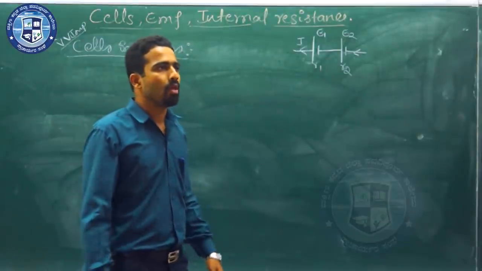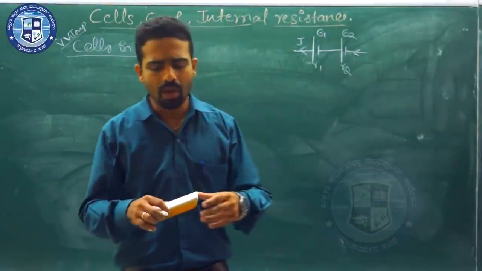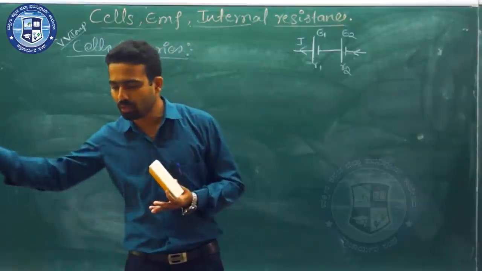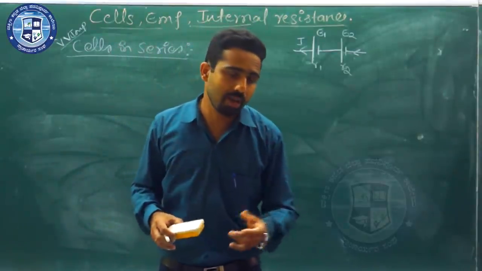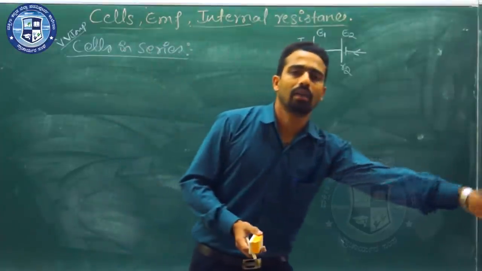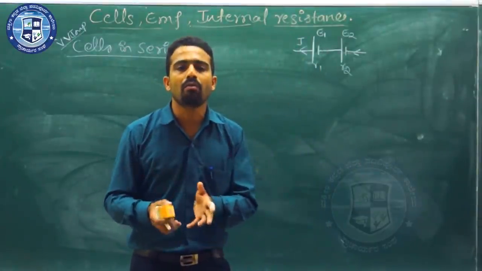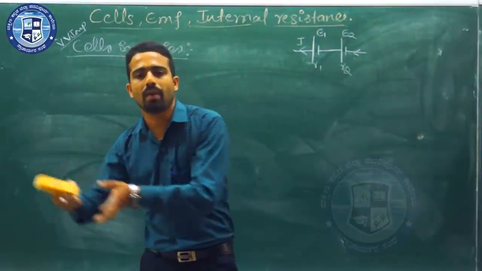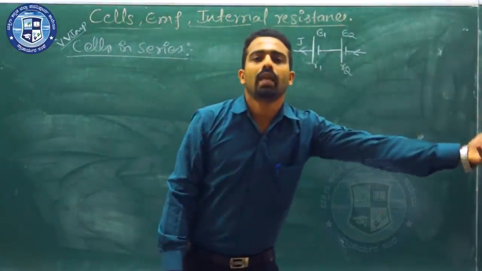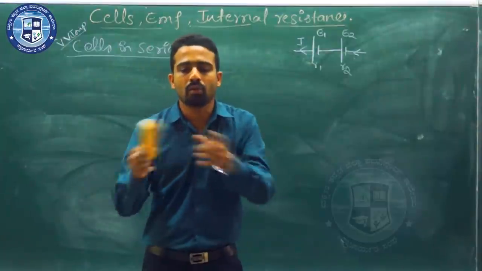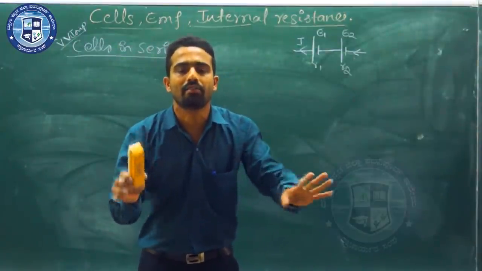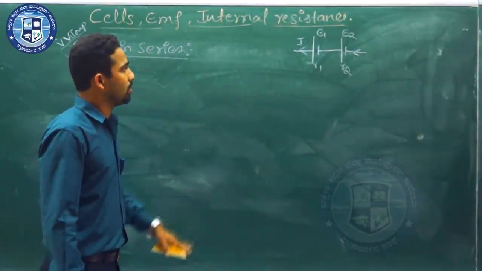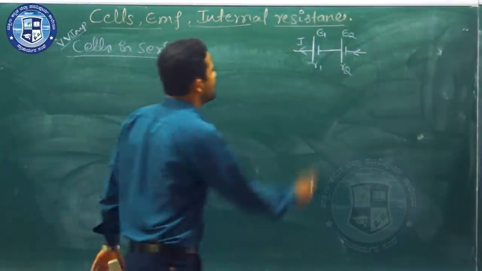Let me give one example. If you have two pipes connected to each other, and some quantity of water passes through one end of the pipe, what will happen after some time? The same quantity of water will come out of the other pipe. Whatever amount of water is flowing in the first pipe, the same will come out of the second pipe. That is why, if you connect two cells in series, the current flowing through the two cells will be the same.